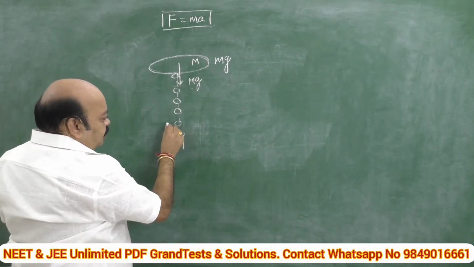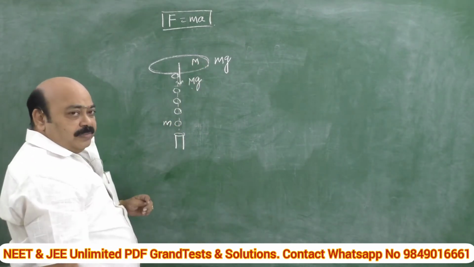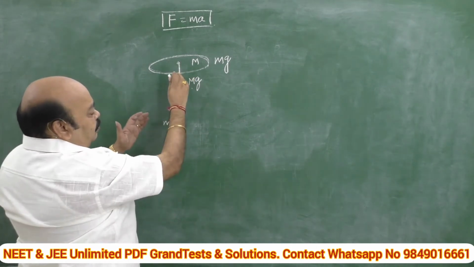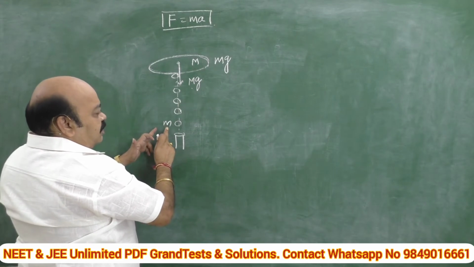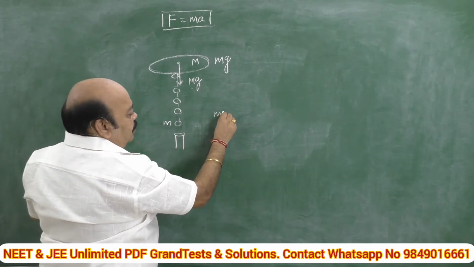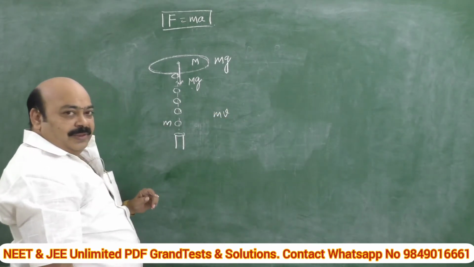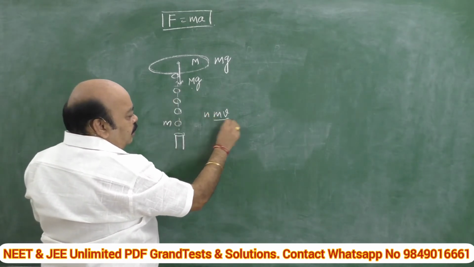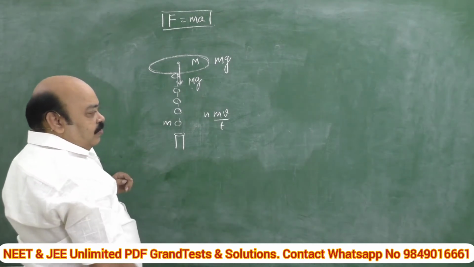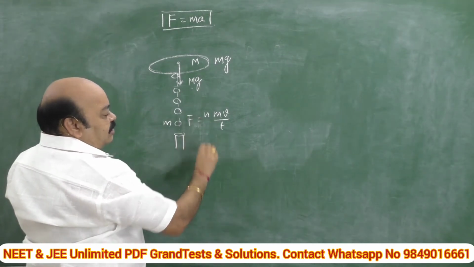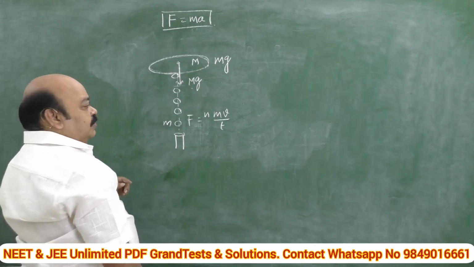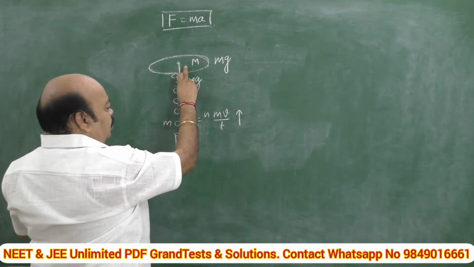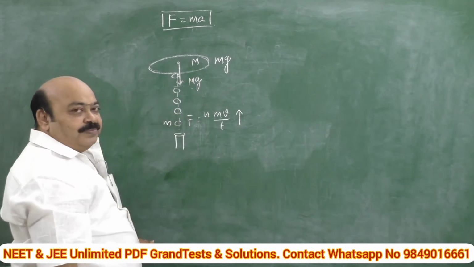What is the mass of each sphere? Let us suppose it is small m. When it hits with a momentum, what is the momentum of each ball? It is nothing but mv. How many such balls were thrown? N, in what time? By t. This is called force, as we discussed just now. This is the force acting vertically upwards on the plate by the spheres.